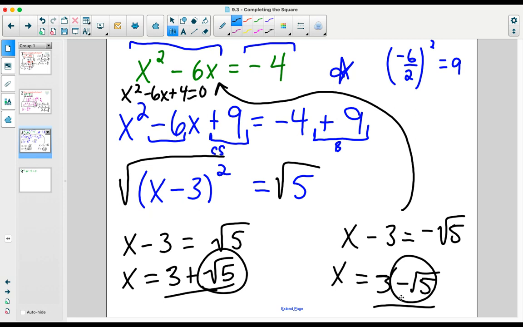The fact that there were irrational solutions tells me completing the square was an option, and it tells me that the quadratic formula was an option. Here we did completing the square, and we found our two irrational solutions.